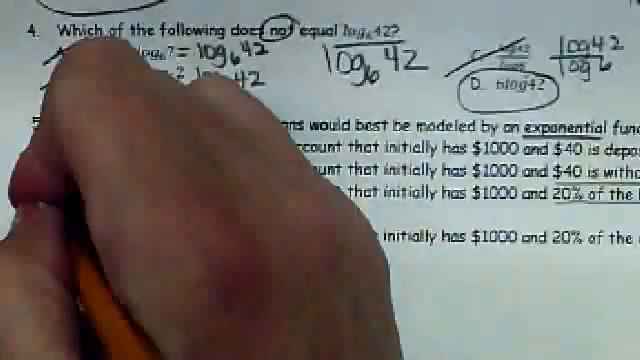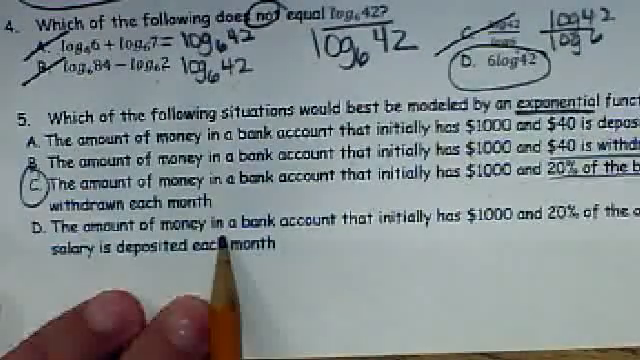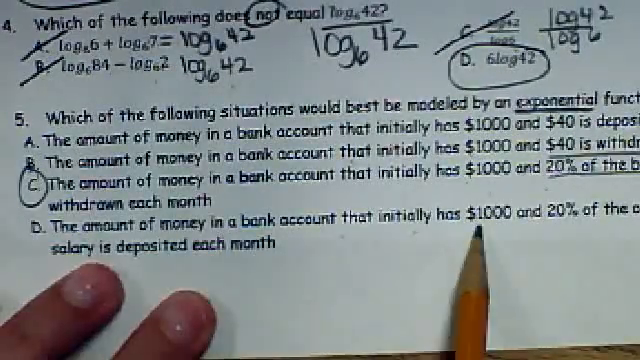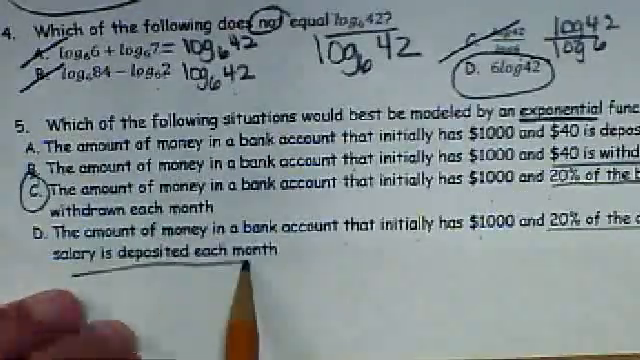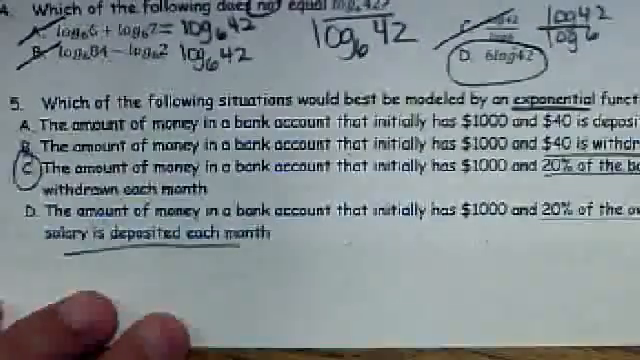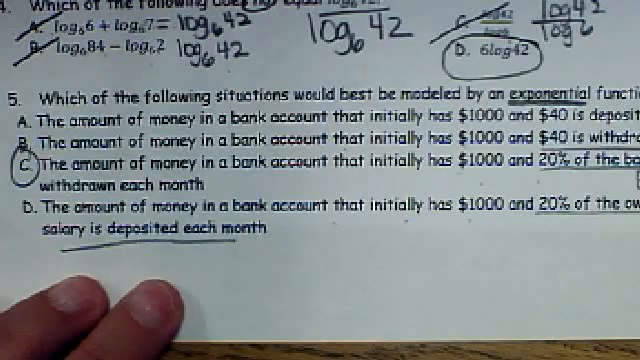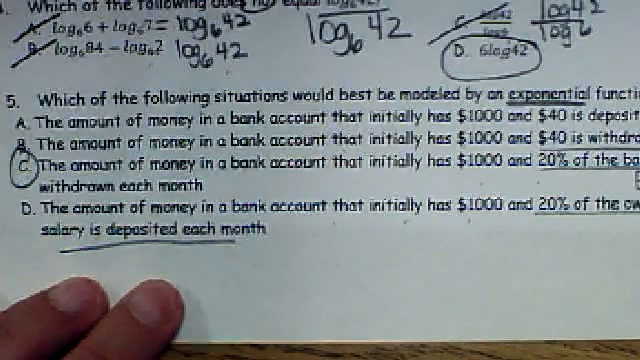And if we look at D, just to make sure that we know what it's saying, the amount of money in a bank account that initially has $1,000 and 20% of the owner's monthly salary is deposited each month. That's the same amount every single month. 20% of the salary is the same. So nothing's changing there. In order for it to be exponential, it has to be different each month or each year, each whatever that amount of time is.